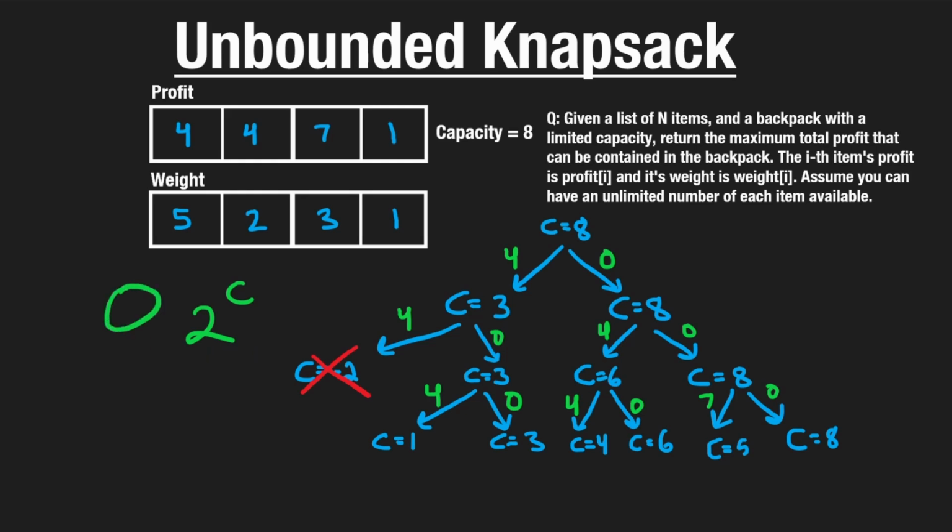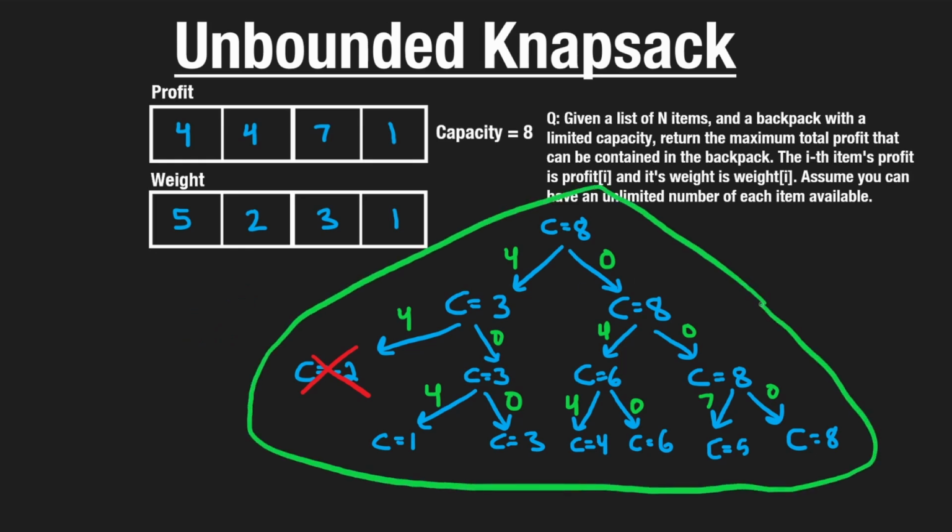So that's what the time complexity would be. That's the size of our decision tree here. Now, before I jump into the code, I want to talk a bit about what are we doing here? Like conceptually, what is this?